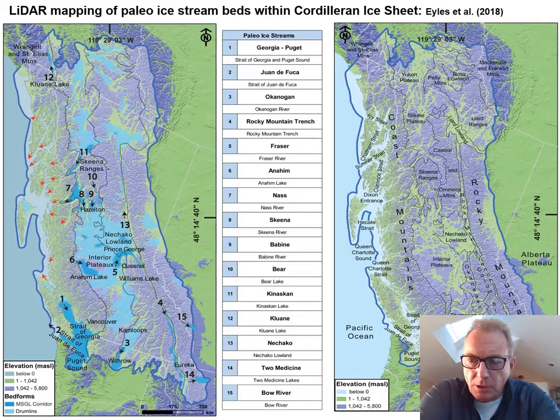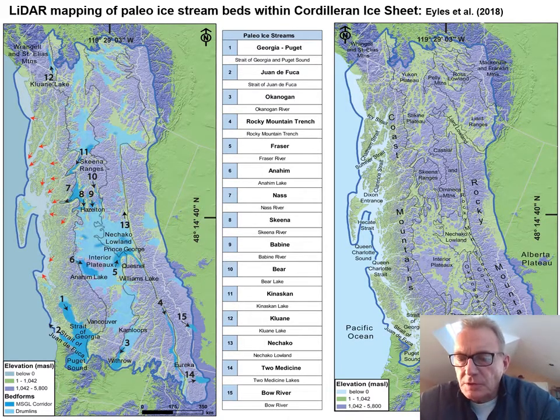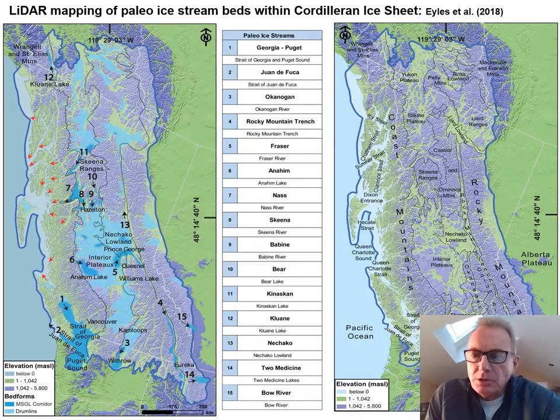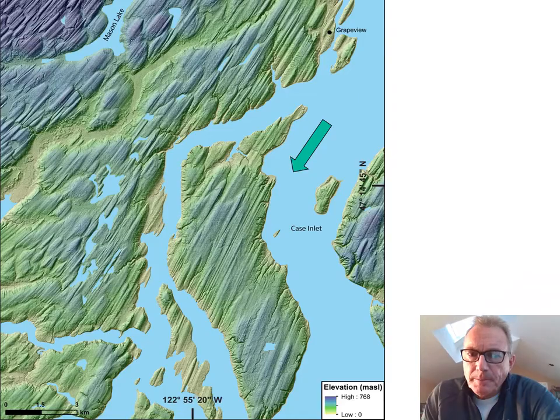And again, you get topographic forcing, where valleys are acting as funnels, and a lot of ice is being forced through those narrow orifices, and the velocity picks up. So it looks like the Cordilleran ice sheet was very similar in its major structure to the Laurentide ice sheet.